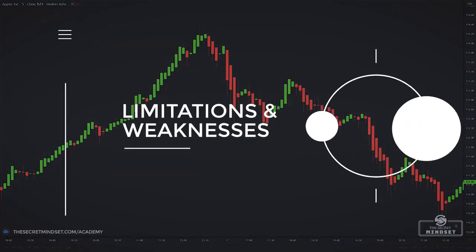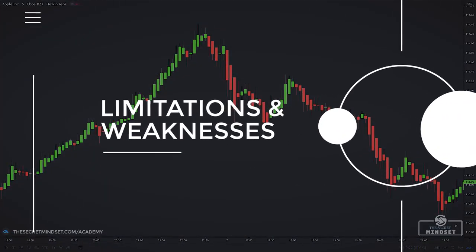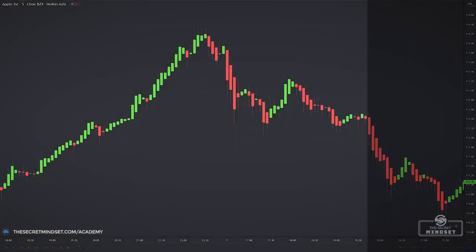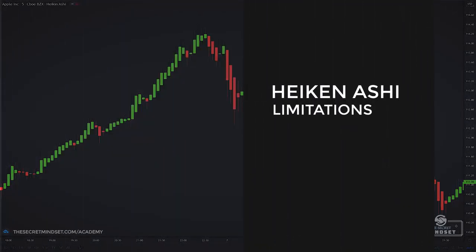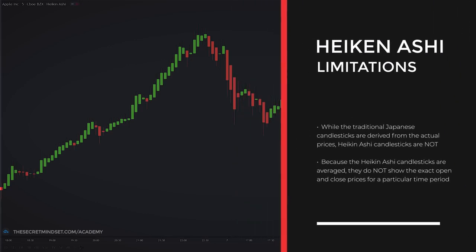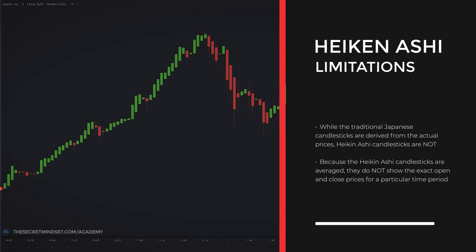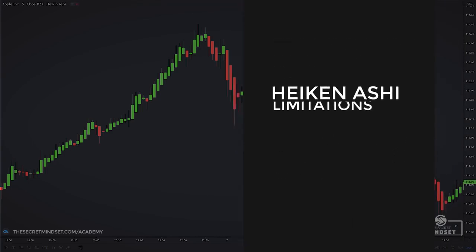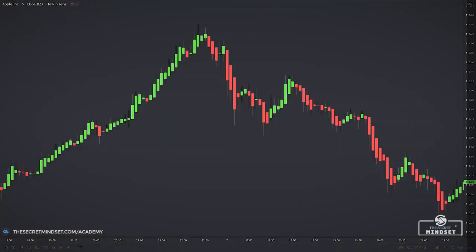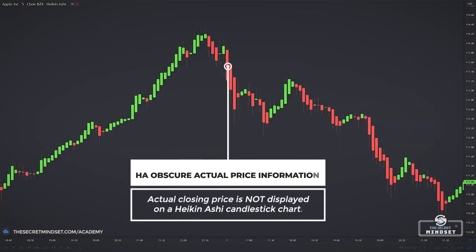Just like any other tool used for technical analysis, Heiken Ashi is useful, but it does have some weaknesses or limitations. While the traditional Japanese candlesticks are derived from the actual prices, Heiken Ashi candlesticks are not. Because the Heiken Ashi candlesticks are averaged, they don't show the exact open and close prices for a particular time period. Heiken Ashi charts obscure actual price information. The closing price is considered important for many traders, but the closing price is not displayed on a Heiken Ashi candlestick. We can fix this problem by using the smoothed Heiken Ashi indicator.